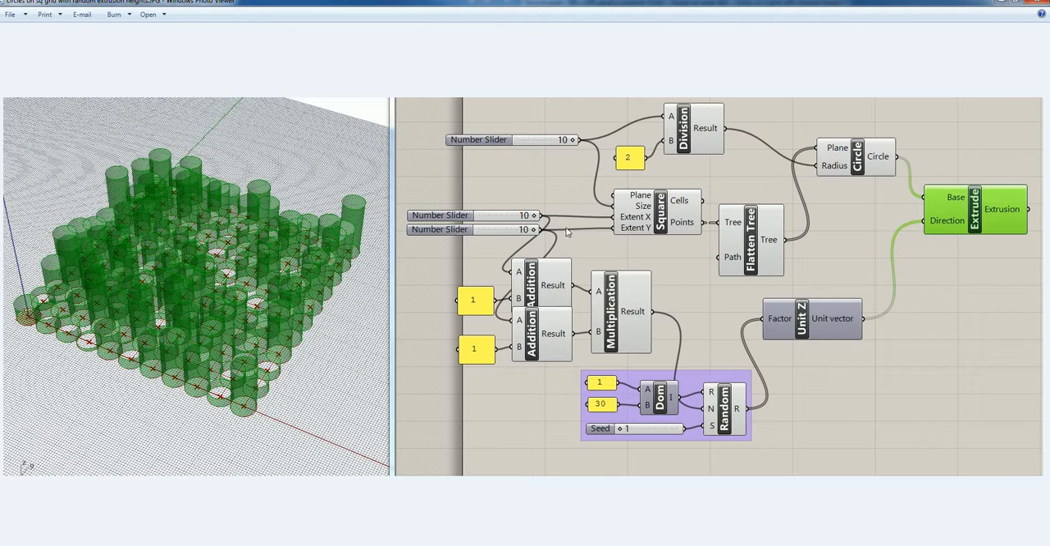Now, how many do we have? In the x direction, there is 10. So that's 10, 20, 30, 40, 50, 60, 70, 80, 90, 100 inches. So the field that we're looking at right here is 100 by 100 at 10-foot centers.